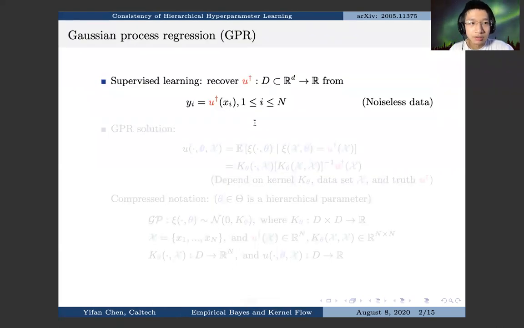Let's get started. We first give a reminder of Gaussian process regression, the GPR. We are in the context of supervised learning. There is a function U dagger, and we observe its pointwise values, yi equals U dagger xi, i from 1 to n. We assume a noise-free scenario. The target is to recover U dagger from this data.